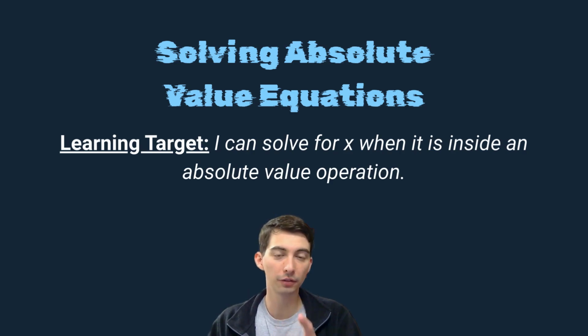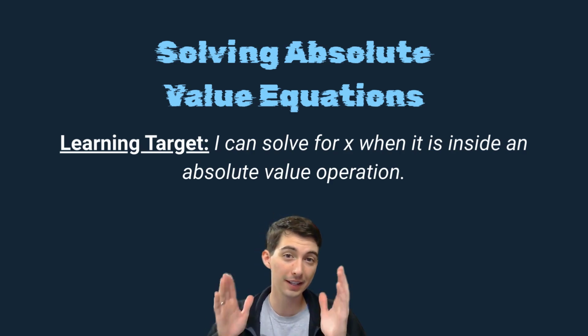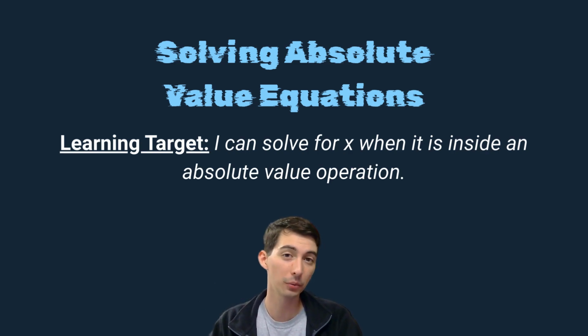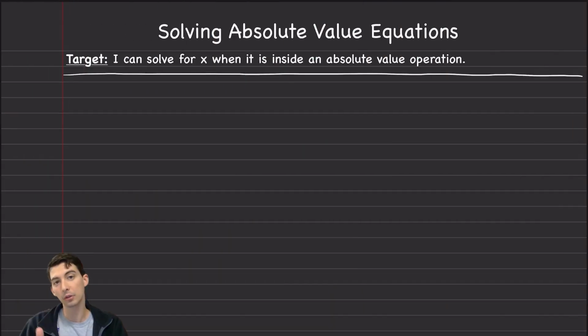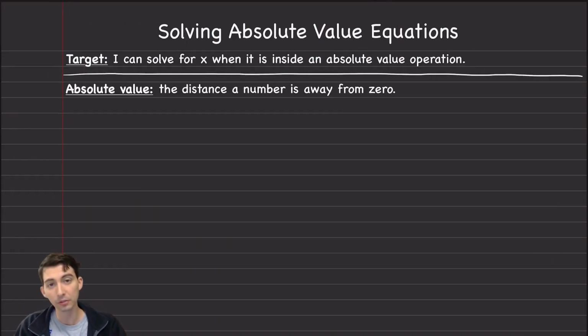Today we're going to solve for variables when they're stuck inside absolute value symbols, and we're going to look at what those solutions look like on the graph. Absolute value is something you've seen before, but let's go over exactly what it means. Absolute value is the distance a number is away from zero, okay? So let's look at an example here.